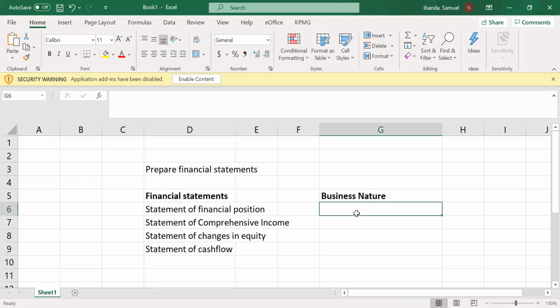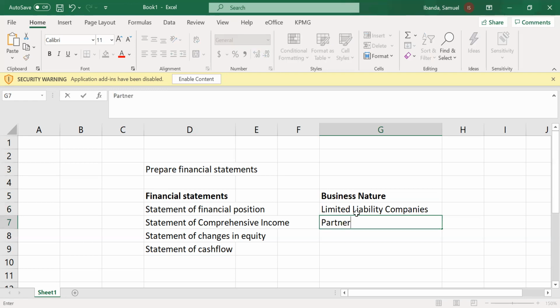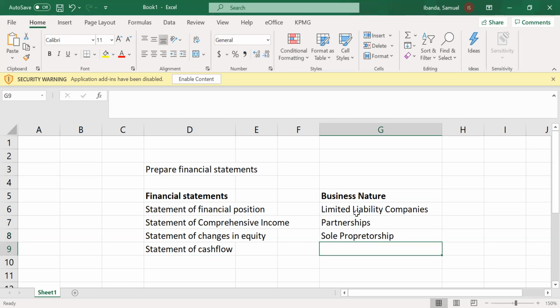So I just spoke about the business nature because I said we have limited liability companies. Then we have the partnership businesses. And then we have the sole proprietorship. Now, as you know very well, people who are in sole proprietorship, in most cases, don't have accountants. So most of the accounts are the way they are.